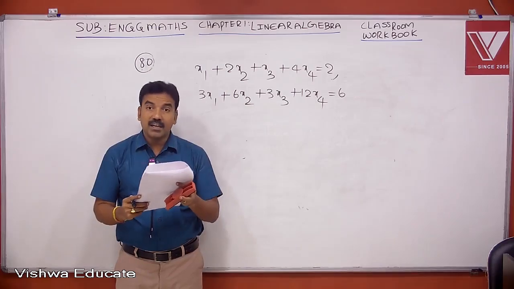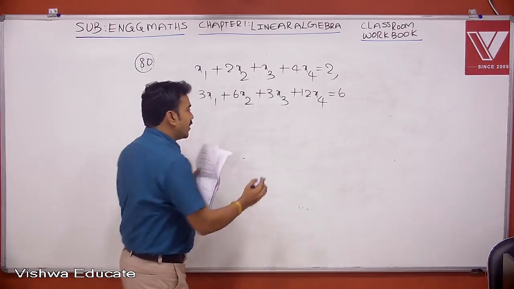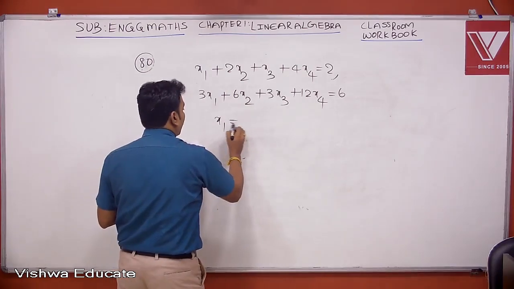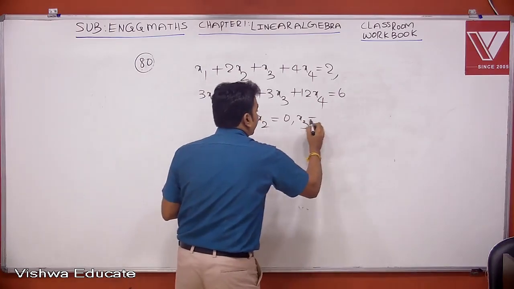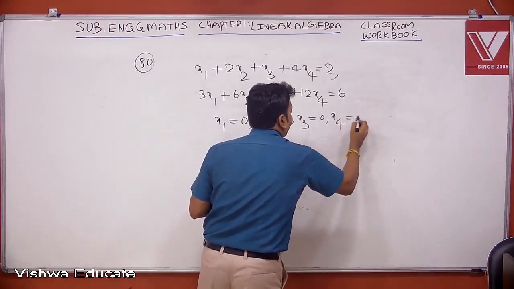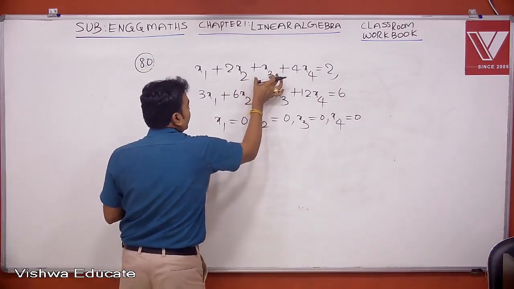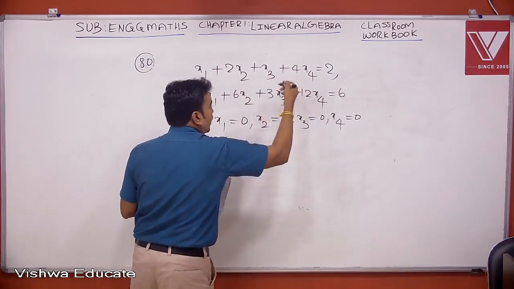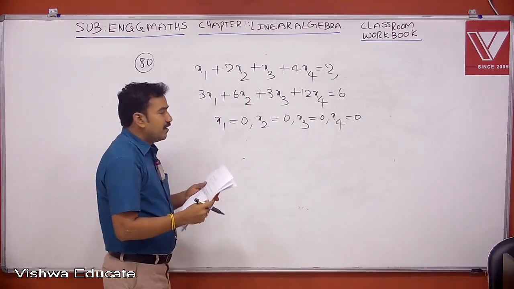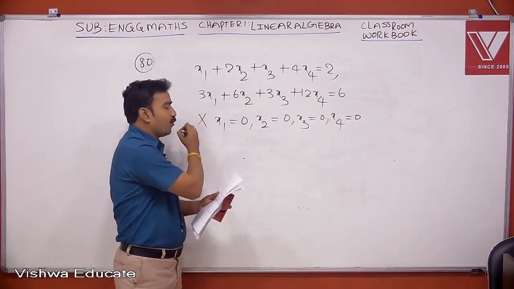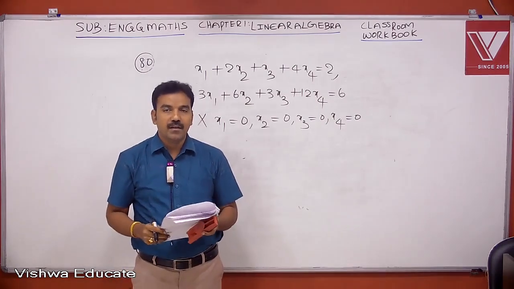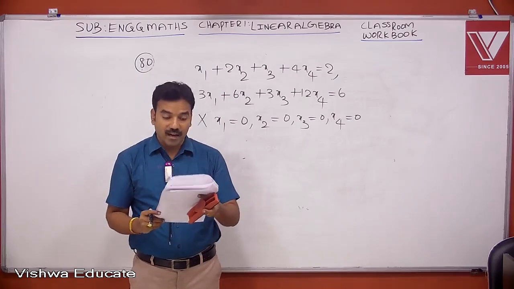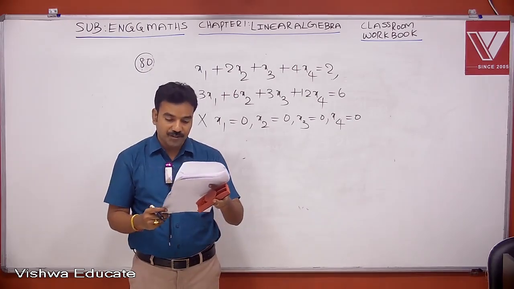Option A, only trivial solution exists. Trivial solution means all variables are equal to 0, that is x1 is 0, x2 0, x3 0, x4 0. When you replace all variables inside either of these equations, it will not be satisfied. Therefore, trivial solution is not possible. So option A is the wrong answer.